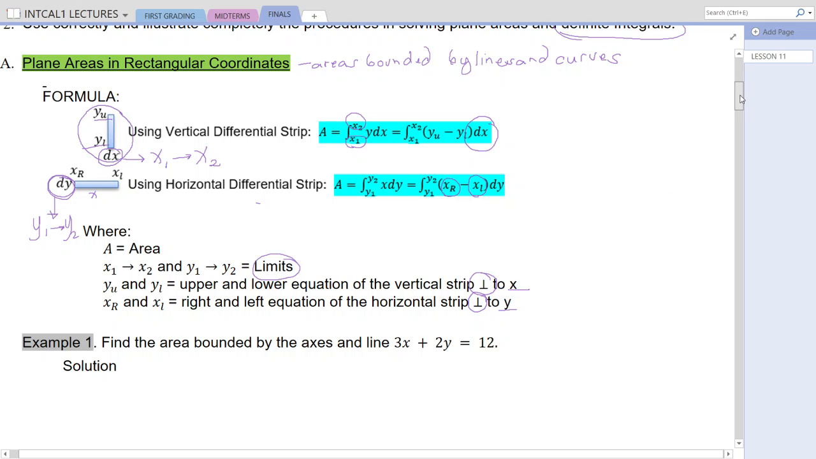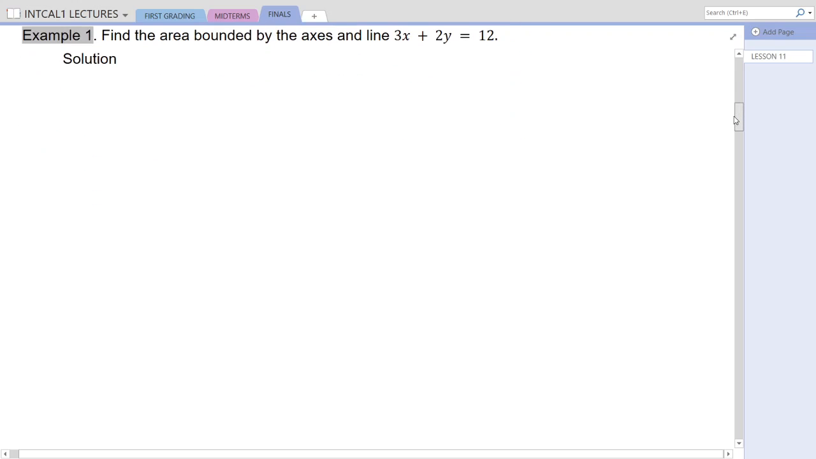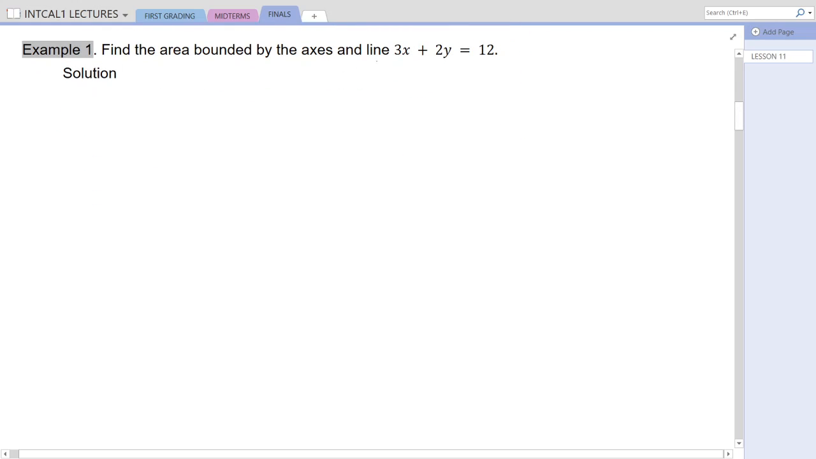Okay, so having this, example number 1: find the area bounded by the axes and the line 3x plus 2y equals 12.